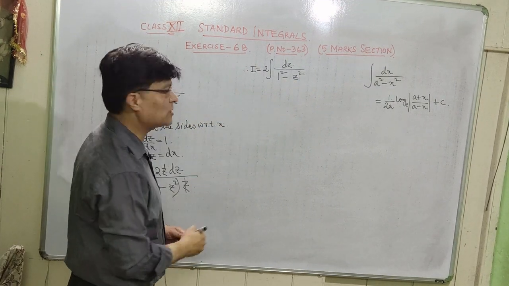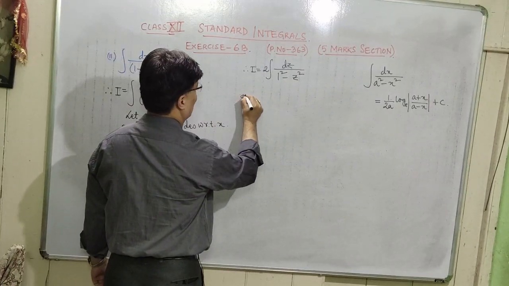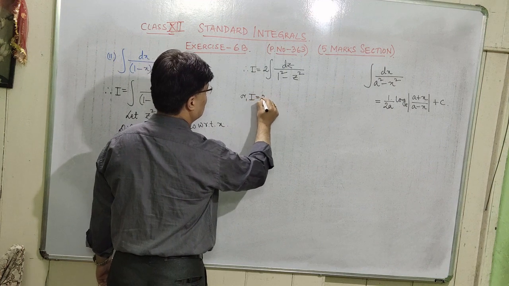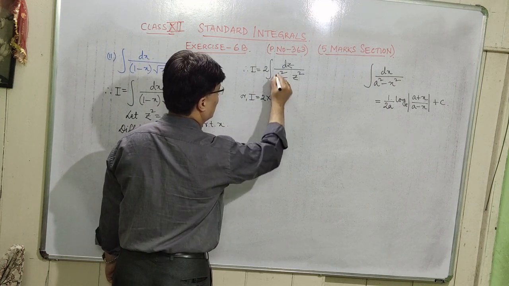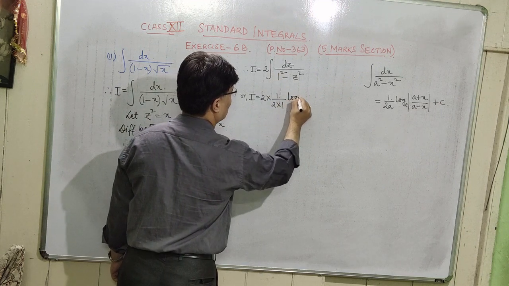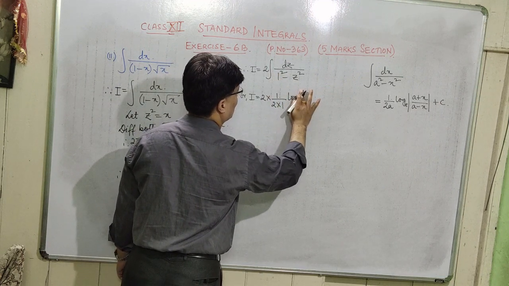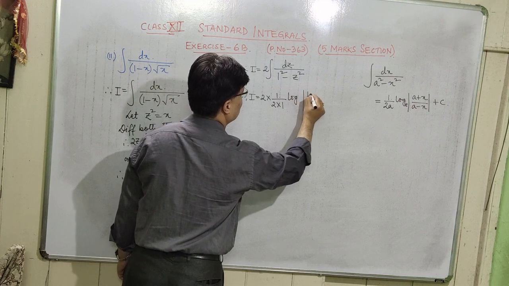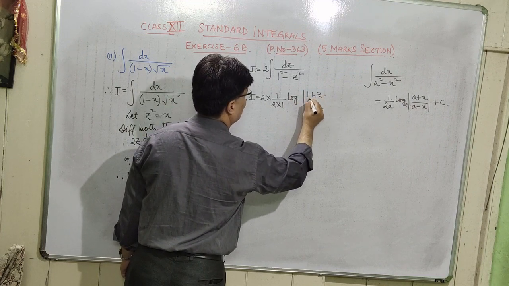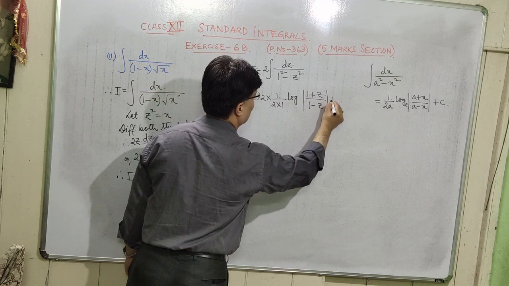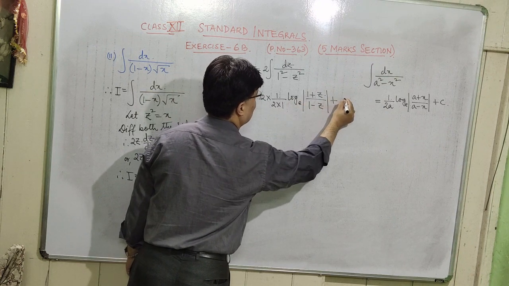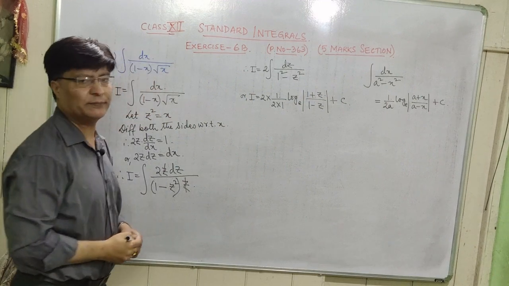So this is the third standard integral. I is equal to 2 into 1 upon 2a, then log mod of a plus x divided by a minus x. That is, 1 plus z divided by 1 minus z, mod sign closed, the base is e, then you have to write plus c.